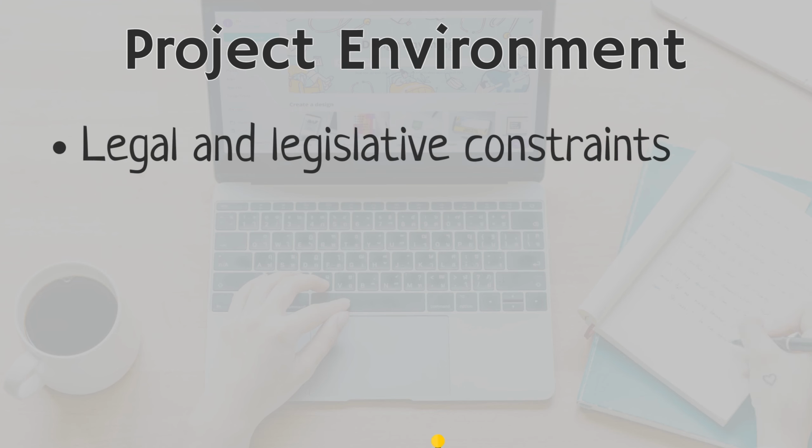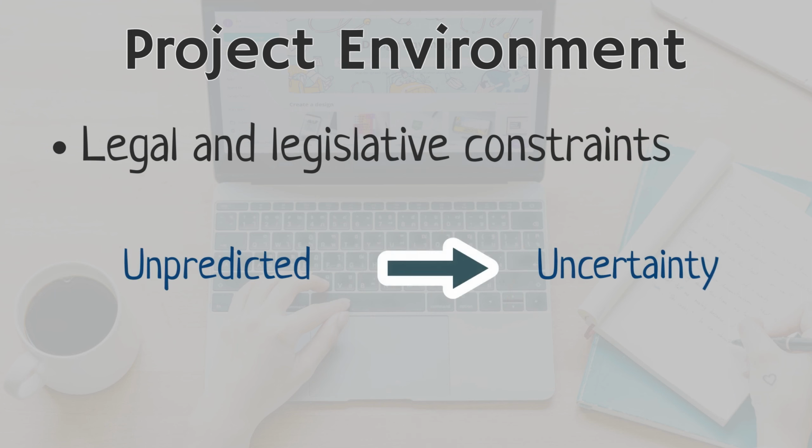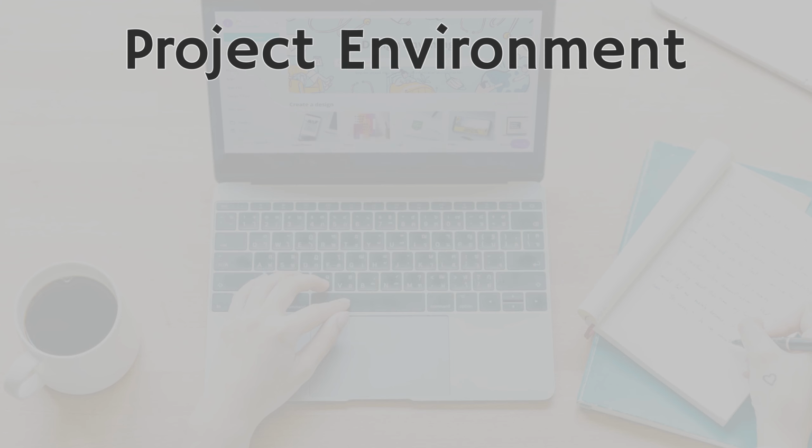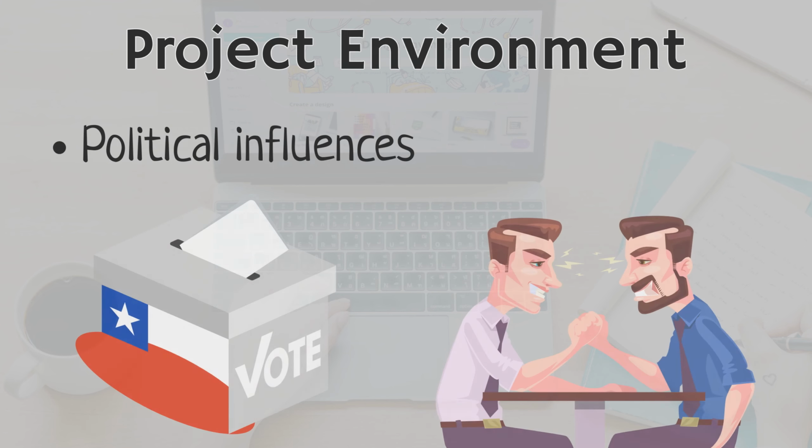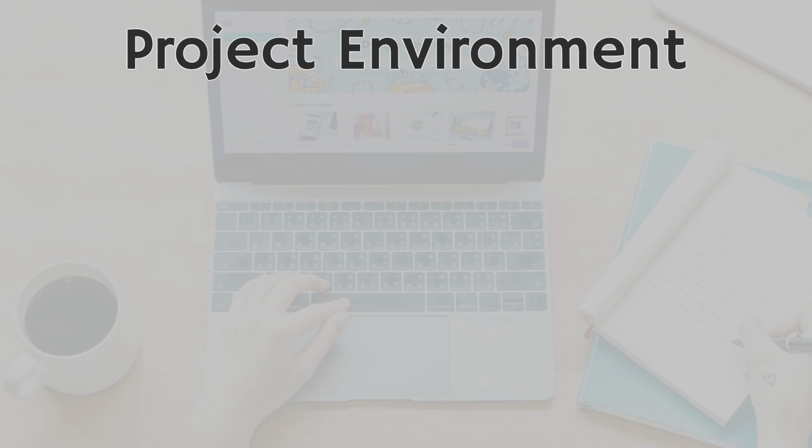Legal or legislative constraints or requirements are also a source of uncertainty because you cannot control or predict them. Building in resilience and having backup plans is a good practice to deal with such uncertainty. Similarly, the political influences, either external or internal to the organization, can also pose a threat to your project. Being clear and transparent with the stakeholders is the best strategy here.